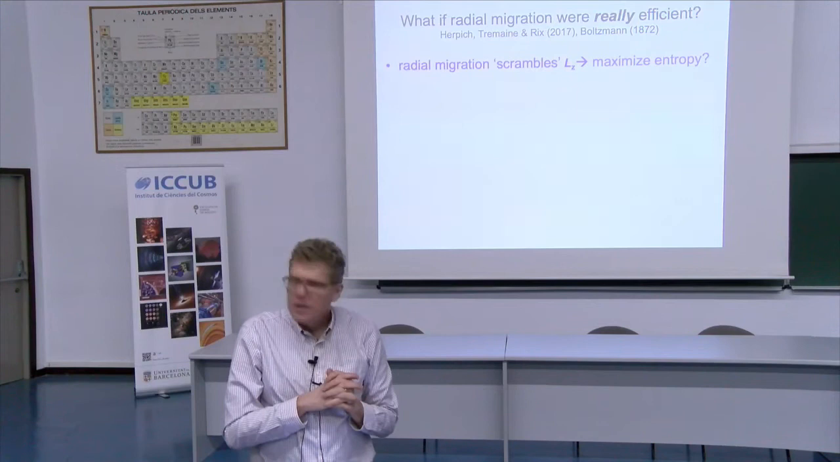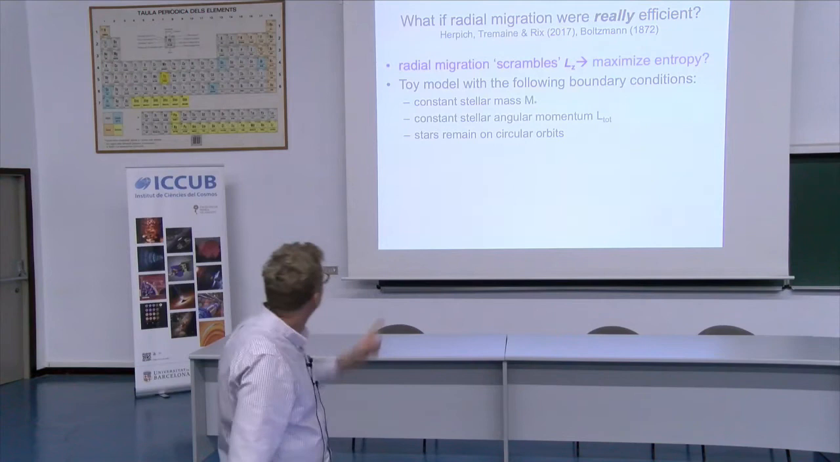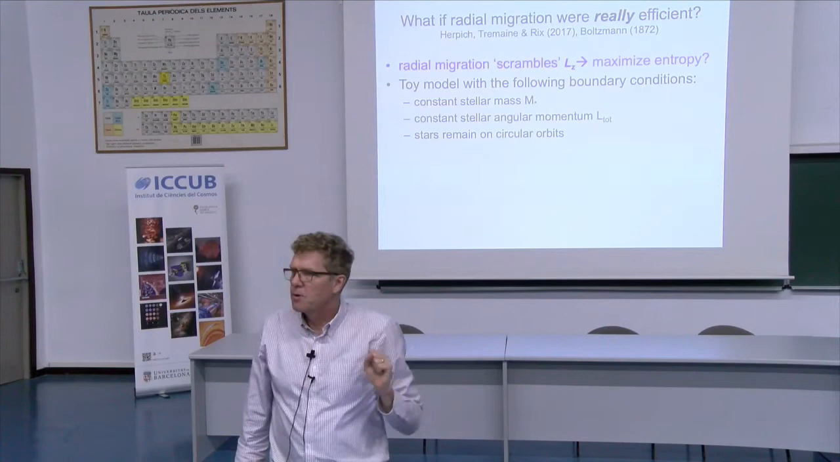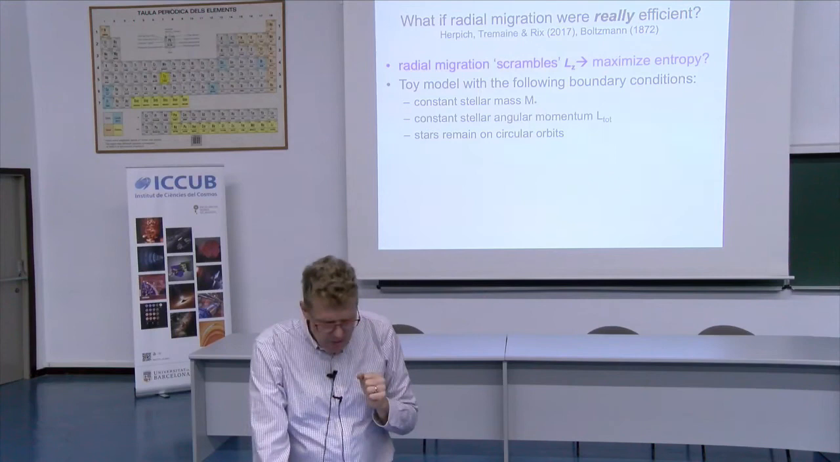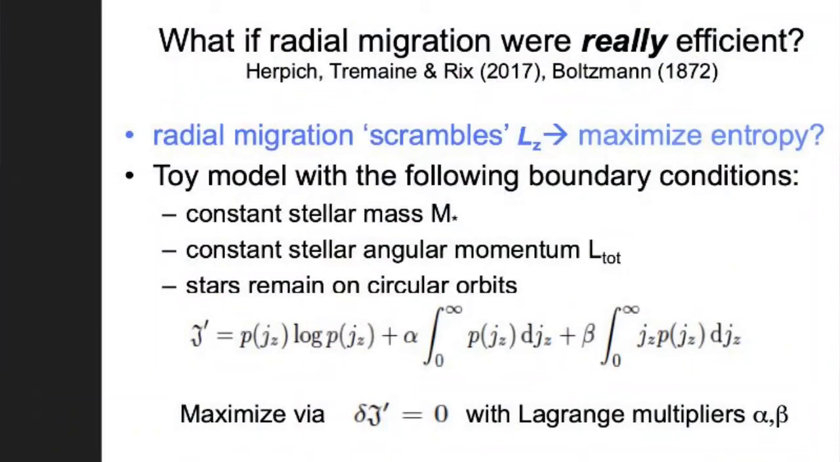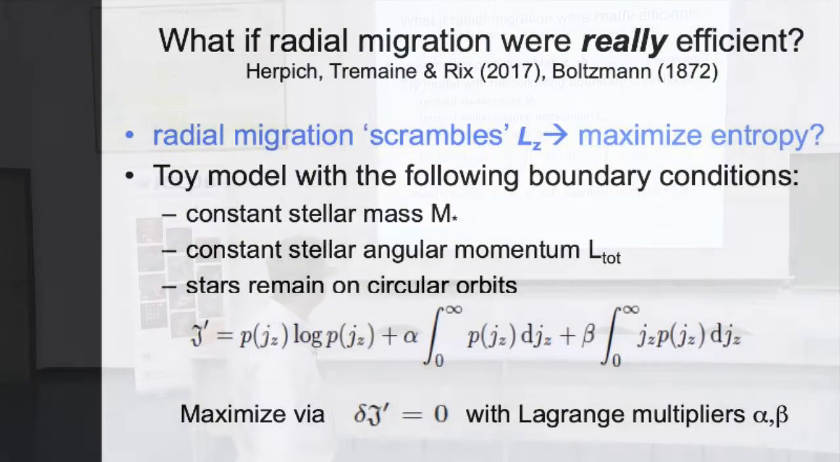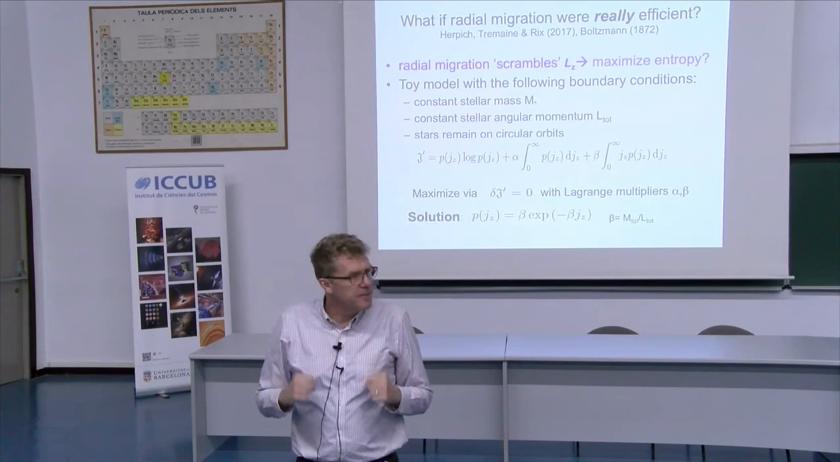So the question is, what profile do you get if you scramble the angular momentum maximally, maximize the entropy, while no star gets lost, conserving total mass, conserving total angular momentum, and stars remaining on circular orbits, which means it remains a one-dimensional problem. Now, of course you realize that this problem has been solved in a different context by Boltzmann in 1872. And my student Jakob Herpich insisted on using fractal notation in the style of Boltzmann in the paper. But of course, what you write down is, to maximize this, you have your Lagrange multipliers, you do variational calculus and all this kind of stuff. And unsurprisingly, an exponential in angular momentum is the solution to that.